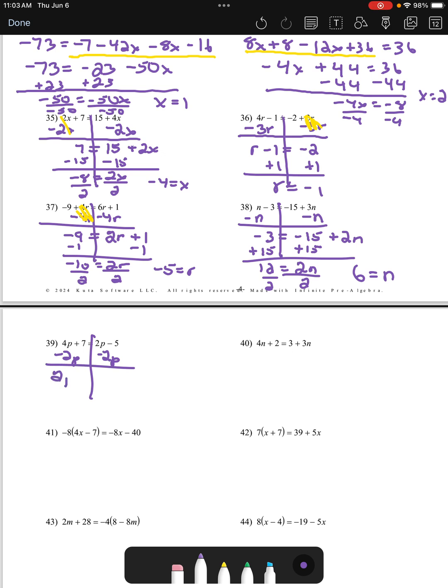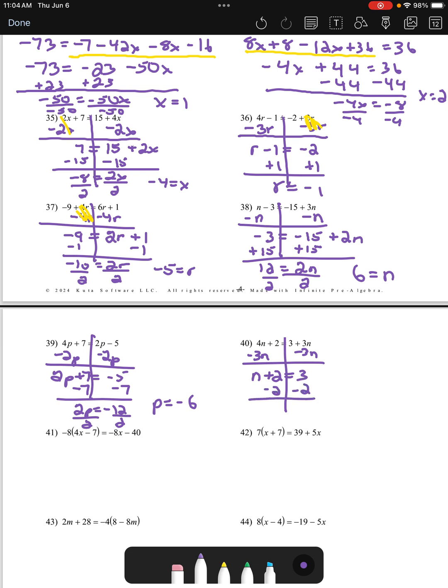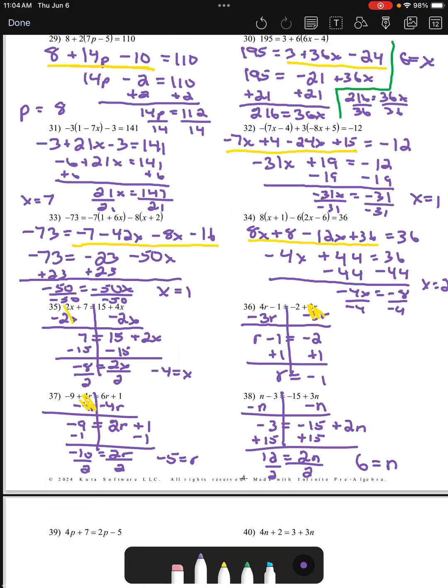In number 39, I'm going to move the 2p because it is smaller. That's going to get me 2p plus 7 equals negative 5. Now we can subtract 7 from both sides to get 2p equals negative 12. Divide both sides by 2 to get p equals negative 6. Finally, in number 40, I'm going to start by subtracting 3n from each side because 3n is smaller than 4n. That'll get me n plus 2 equals 3. We'll subtract 2 from each side and get the final statement that n equals 1.